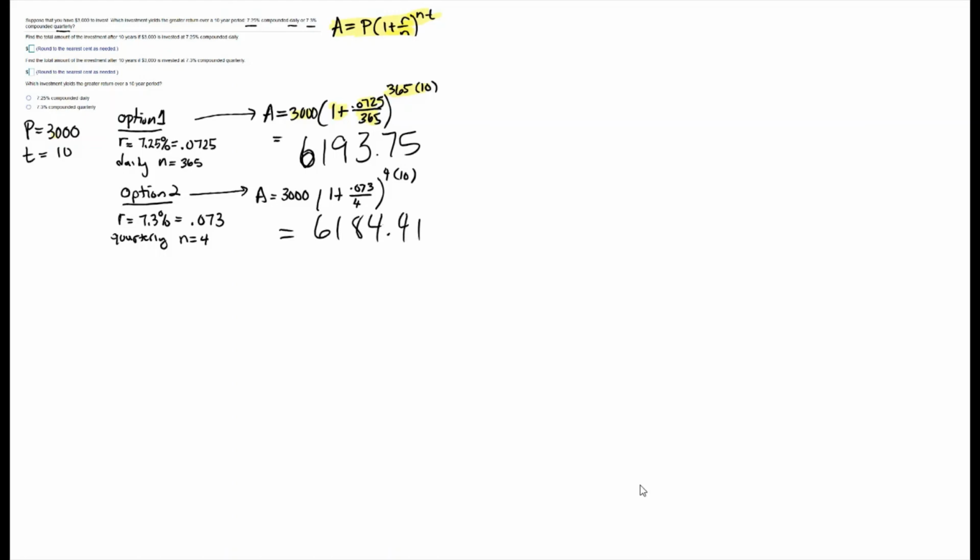And since option 1 came out to be a larger amount, that's going to be the better investment. And you would choose 7.25% compounded daily.